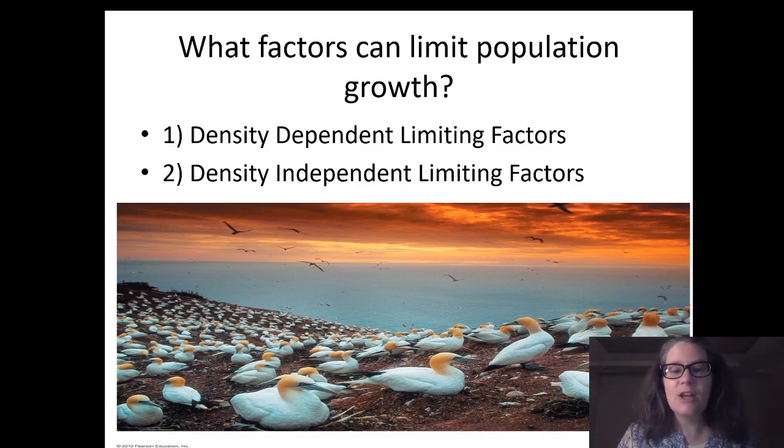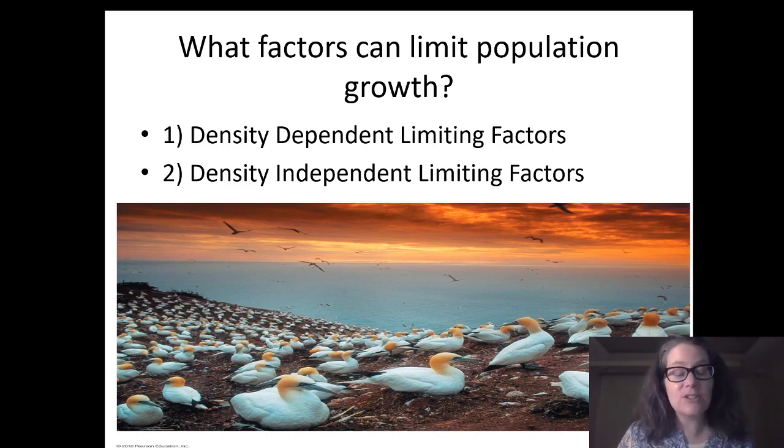So these are things like food, access to shelters, resources like water and minerals, sunlight, these kinds of things, as well as diseases, because diseases are going to spread more quickly in denser populations. Density independent limiting factors still limit a population size, but these limit regardless of the size or the density. So these are outside of the size. It doesn't matter if you have 2 or 1,000 individuals, it's going to have the same impacts.